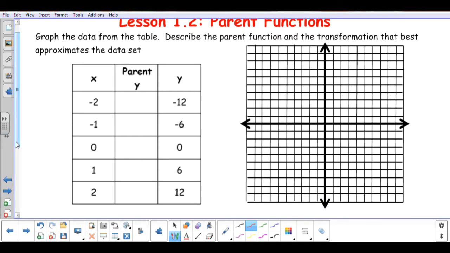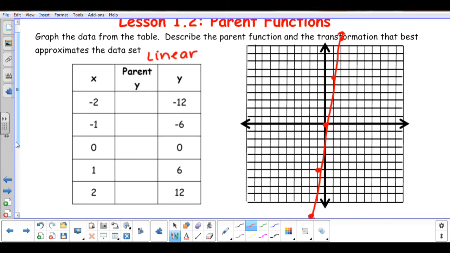So first, let's just plot the points that I have here. So I have -2, -12, so that's just slightly off my graph, -1, -6, 0 and 0, 1 and +6, and 2 and +12. So again, just slightly off my graph. I'm going to connect all of the points I just plotted, and I can see that it's creating a straight line. So what this looks like is going to be a linear function.